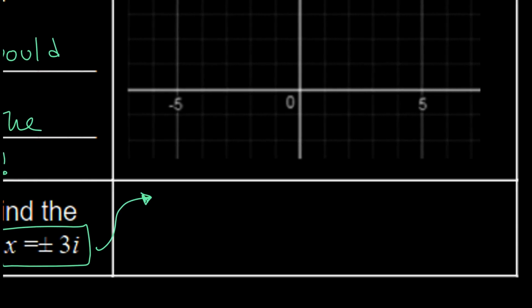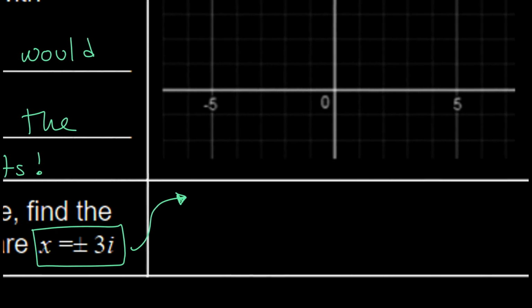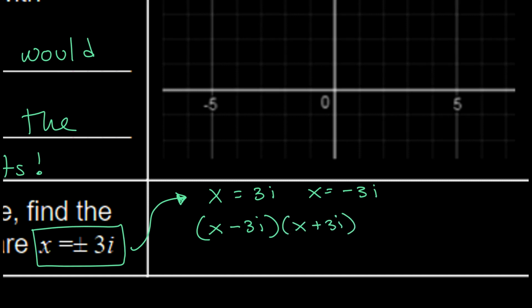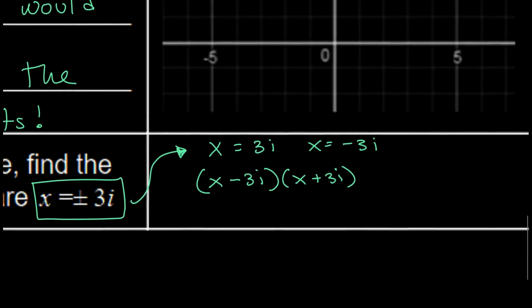We take our roots and we find the what? Starts with an F. Factors. So we have one root at a positive 3i and one root at a negative 3i. What is the factor at x equals 3i? X minus 3i. And what's the factor if x equals a negative 3i? X plus 3i. And then what do you think we do here to find the equation?